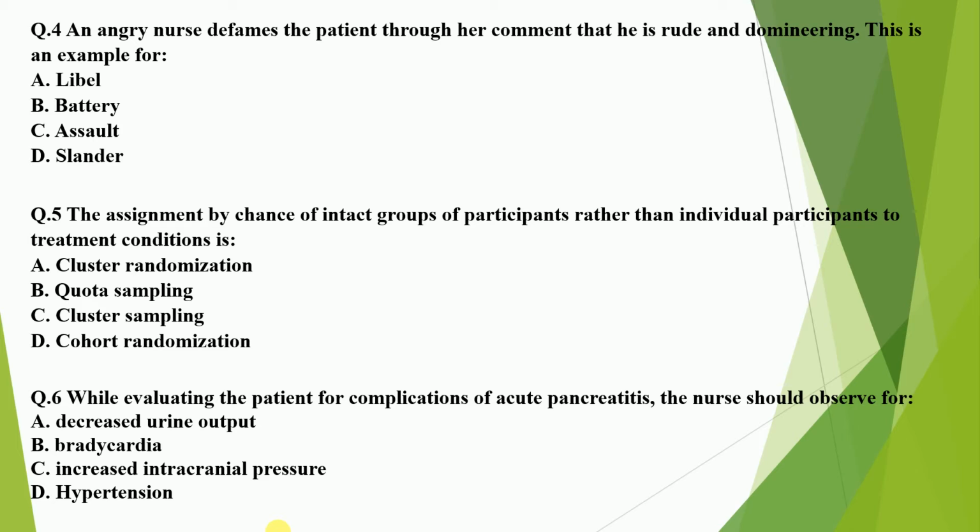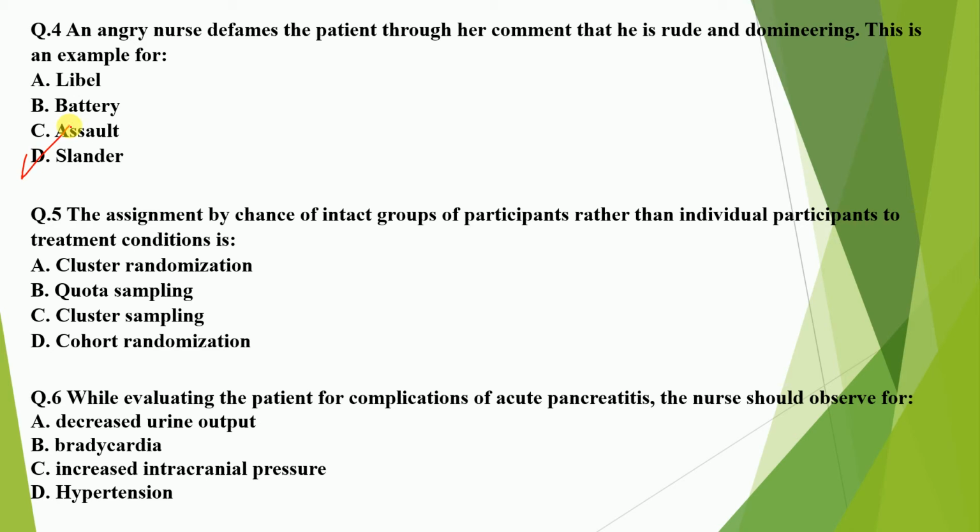Next, an angry nurse defames the patient through her comment that he is rude and domineering. This is an example for option A libel, option B battery, option C assault, option D slander. Correct answer is option D, slander.